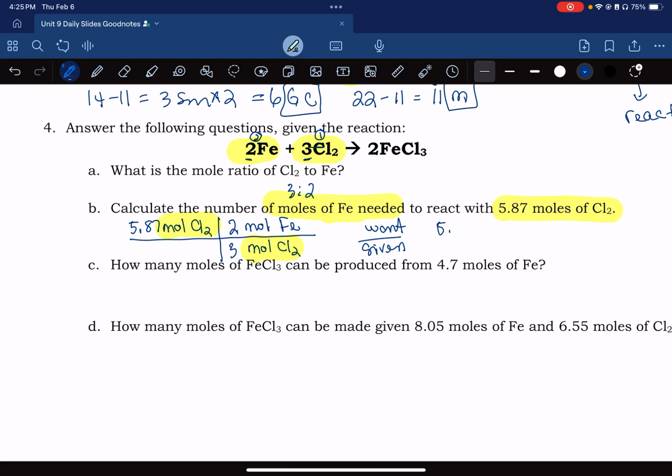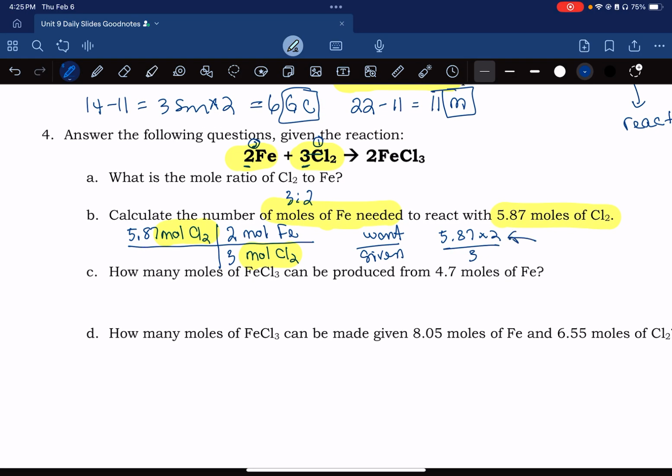So we're going to do 5.87 times 2 over 3. And so let's do our math. So just to be clear in the calculator, because I know sometimes that is a struggle, I just do 5.87 times 2, all right, and then whatever that is, I just hit that division sign, okay, and divide by whatever is on the bottom. In this case, I got 3.91, and the unit is moles of iron. Okay, that's what we needed, and that's what we were left with here, so we're good.